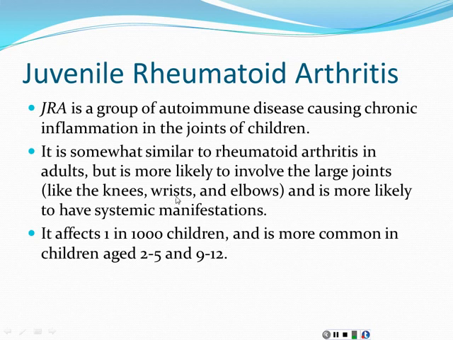So your knees, your wrists, and your elbows, particularly knees, come up a lot. And JRA in the child or the adolescent has systemic manifestations. In other words, fever, weight loss, lethargy, malaise, things like that. Rheumatoid arthritis in the adult usually doesn't have any systemic signs. So 1 in 1,000 kids, more common in kids 2 to 5 and 9 to 12.